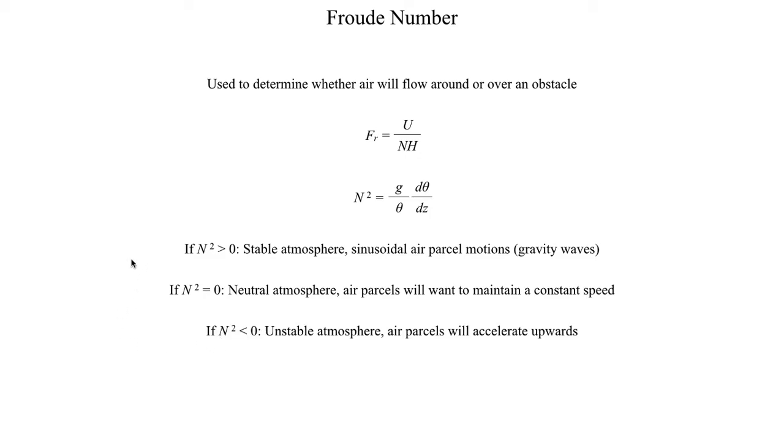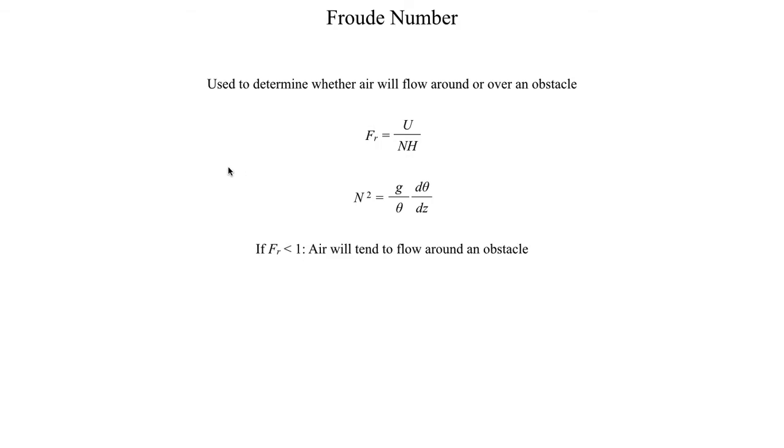And if this value N squared is negative, this means that you've got an unstable atmosphere, meaning if you displace an air parcel upward, it will continue accelerating upward, and that's something that's typically associated with, say, a convective process. Because you have an air parcel that accelerates upward until something finally stops it, and in the process of doing so, it usually forms some sort of convection.